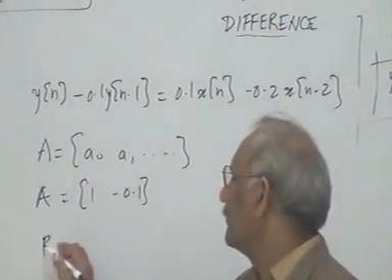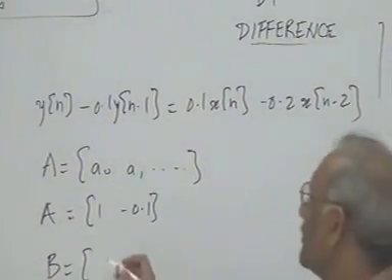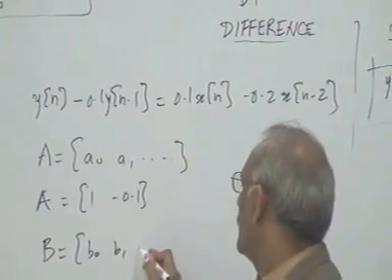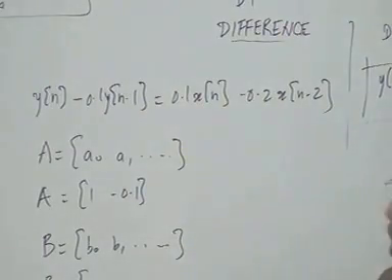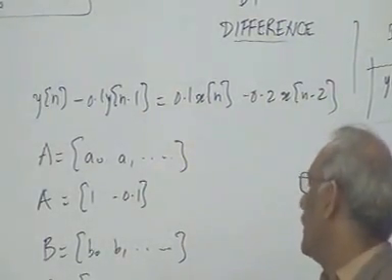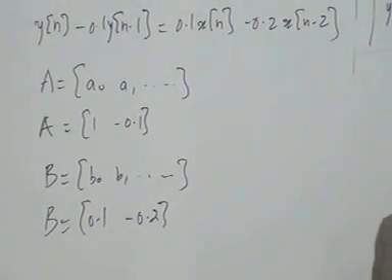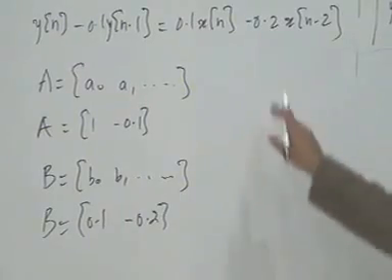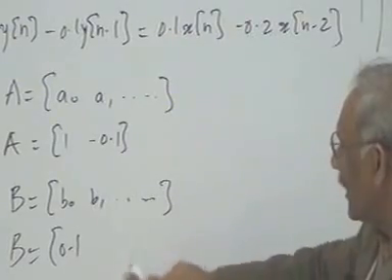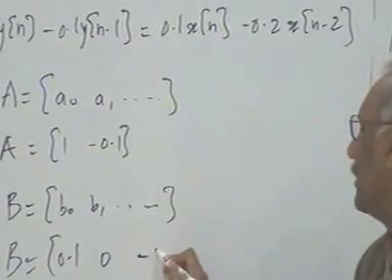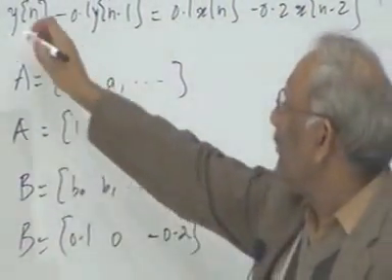The b vector holds all the coefficients for the feed forward terms, and in this particular case, what would be the coefficients? 0.1 and minus 0.2. Is that right? That's not right, because we have x of n, then x of n minus 2. The x of n minus 1 term is missing, and that coefficient is actually 0, and then 0.2. These are the coefficients a and b for the difference equation.